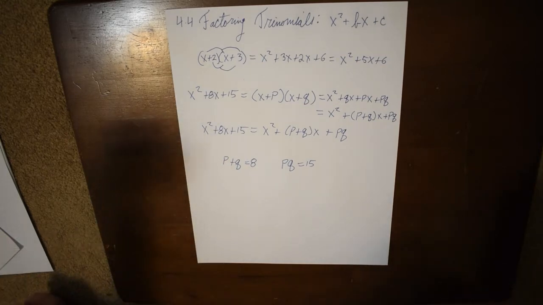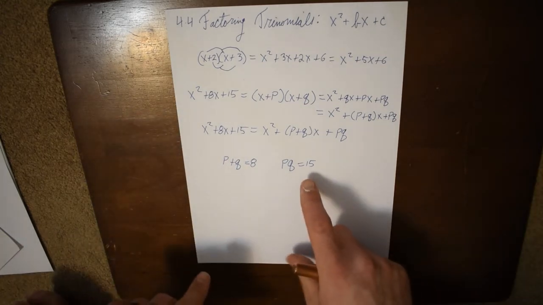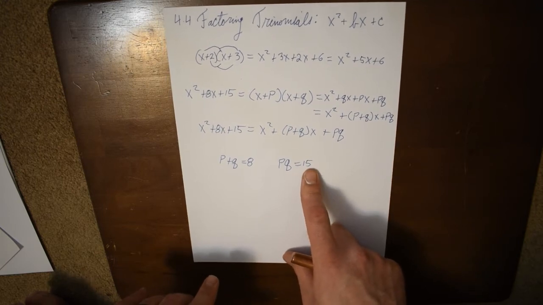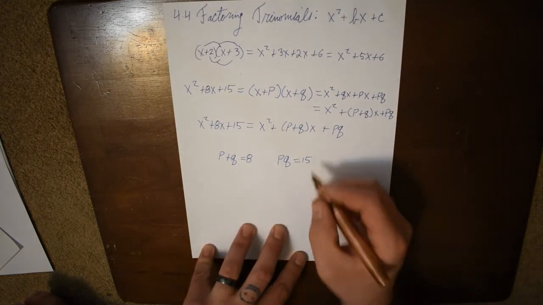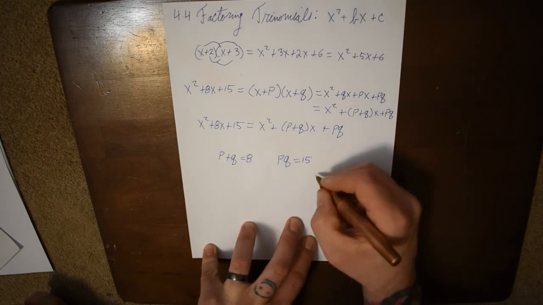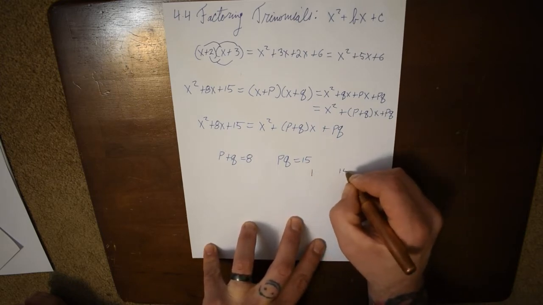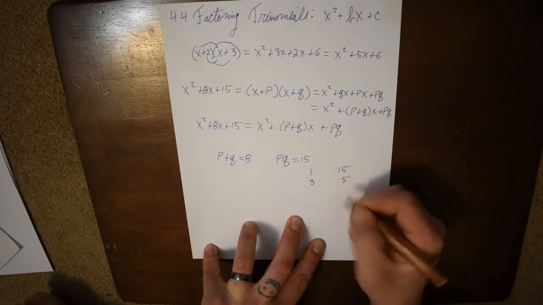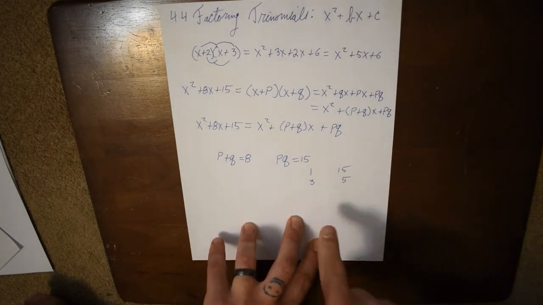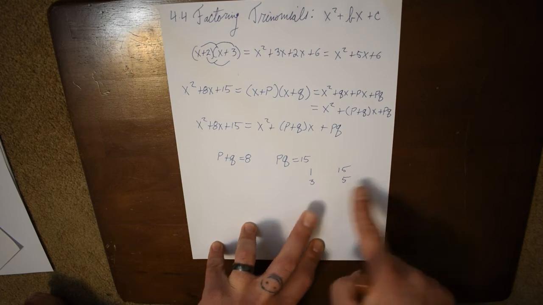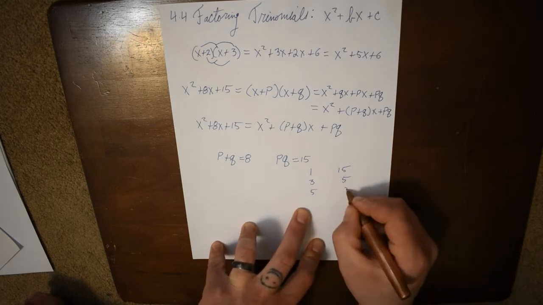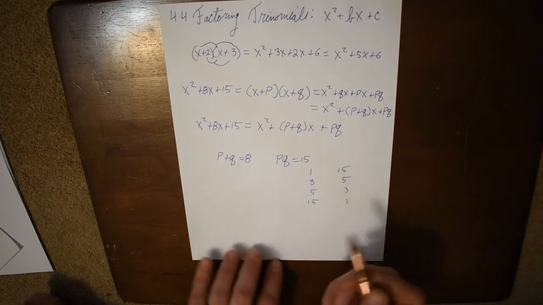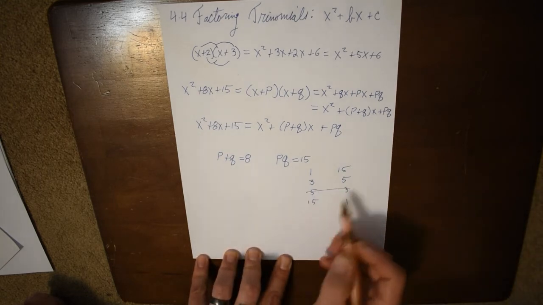So at this point, I typically like to make a factor tree for the number 15. So the factors of 15 are 1 and 15. 2 isn't a factor. 3 is. 4 isn't. And then we get back to 5. And it'd be 5 and 3 and 15 and 1. Well, we don't need to deal with repeats.